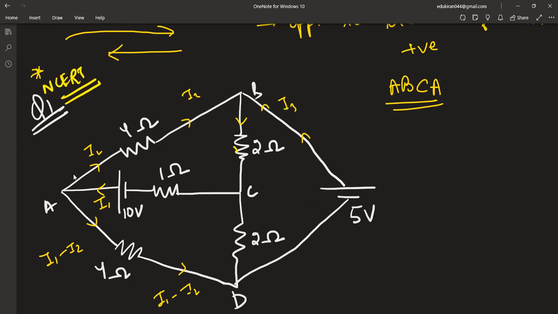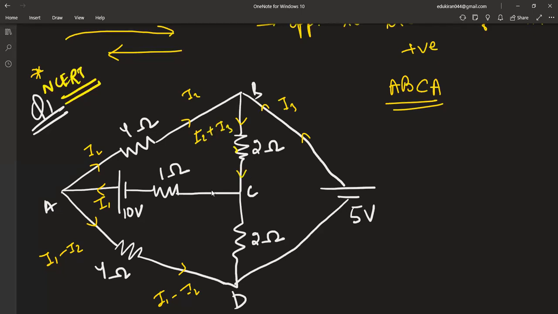Let's say from here, I1 is moving. So you can distribute the current by yourself. I1 is going, I2 went here. Now I1 minus I2 went into this branch. From here, I3 is coming. So total into this branch will become I2 plus I3.